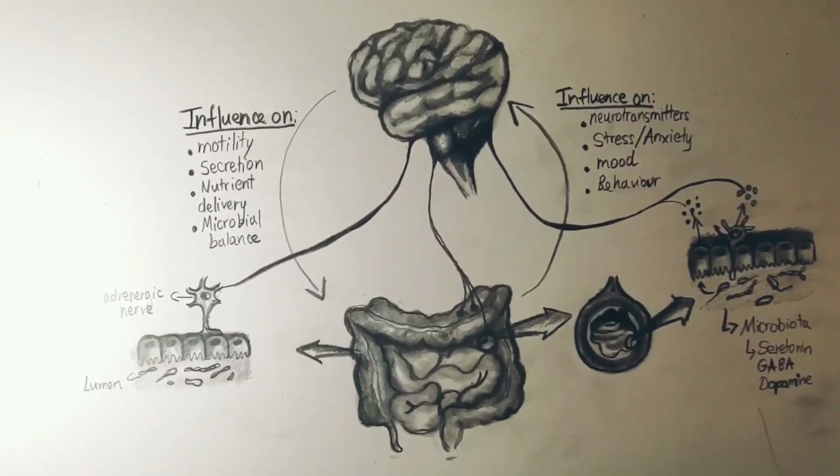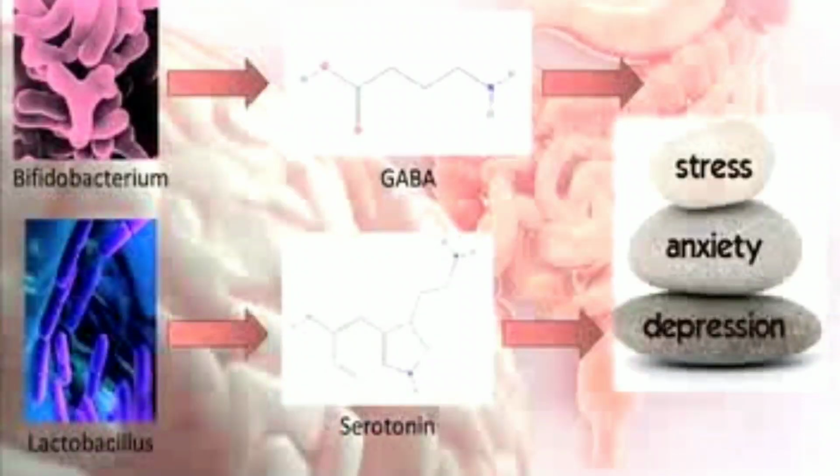Now we're going to talk about neurotransmitters produced by the microbiome. There are bacteria in the human gut that produce neurotransmitters. These beneficial bacteria include Bifidobacterium and Lactobacillus. Bifidobacterium are linked to GABA production. GABA is a neurotransmitter that plays a role in anxiety and depression. Lactobacillus are linked to serotonin production. Serotonin is a neurotransmitter that affects depression and stress. Serotonin also influences the function and motility of the gastrointestinal tract. Bifidobacterium and Lactobacillus are resident bacteria in the human gut, meaning they are usually always present.